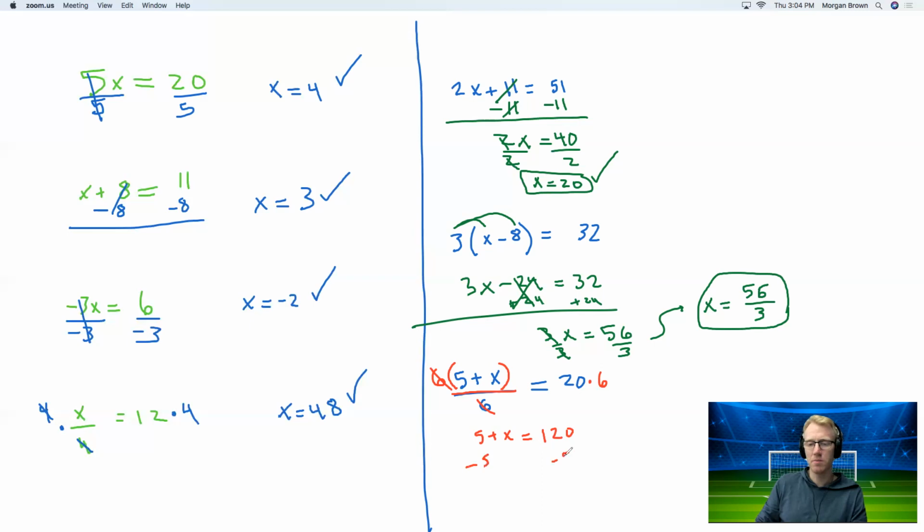Minus 5 on both sides. Cancel. x equals 115.